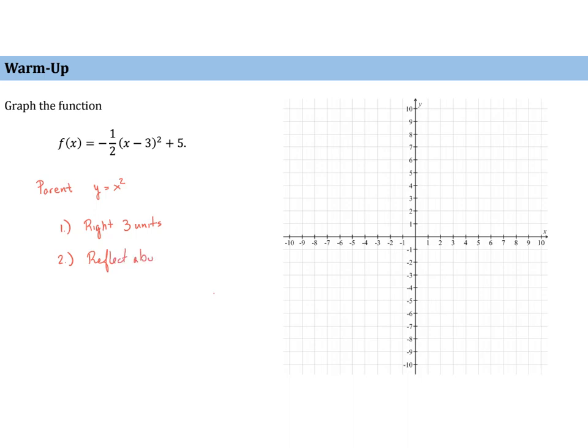about the x-axis. Now it's the outputs that are changing, so that will move it across the x-axis because the y values change. At the same time, we have a vertical compression by a factor of 1/2. And then lastly, we have a movement up 5 units.